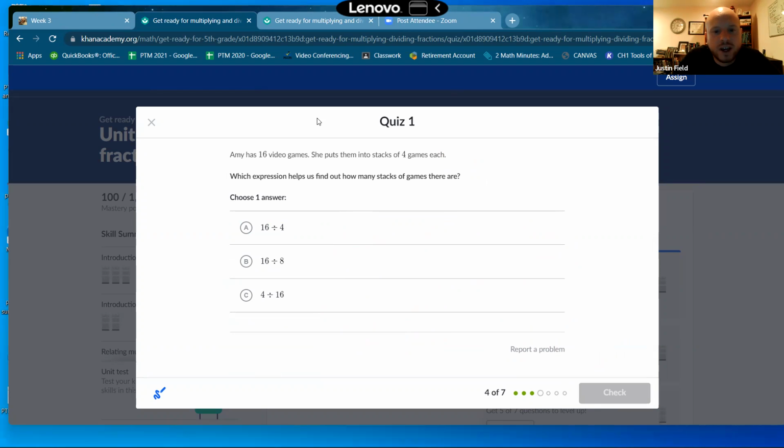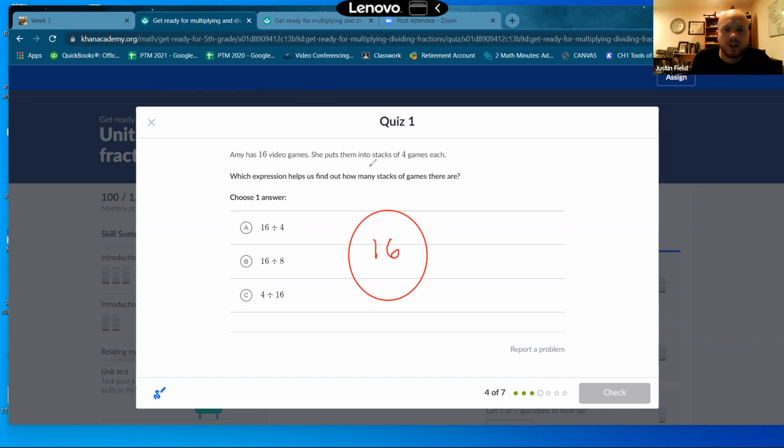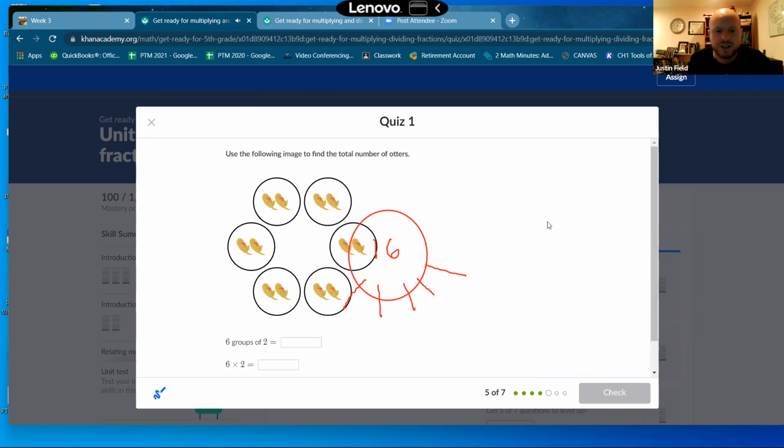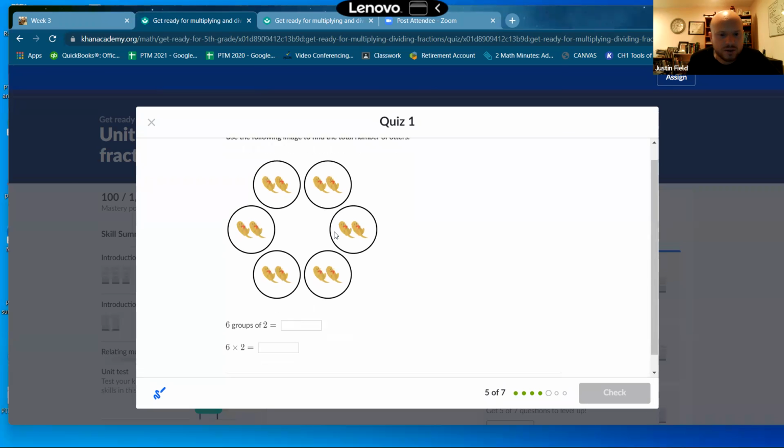Amy has 16 video games and she puts them into stacks of 4 each. See, in this one, we're taking a total, 16, right? We're not drawing, and then we want to put them into stacks of 4. So separate them out into however many. And so that is division. So we're taking 16, dividing it by 4. It happens to be 4. That's just a coincidence.